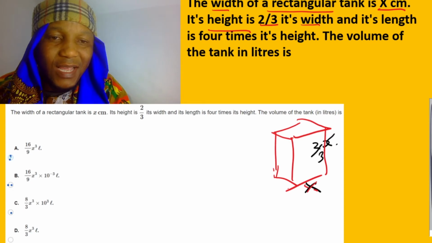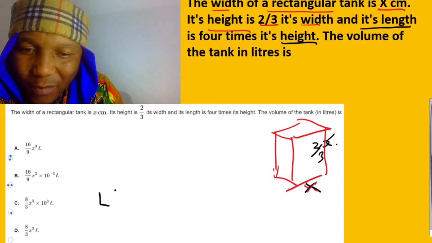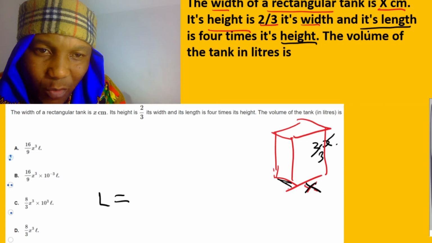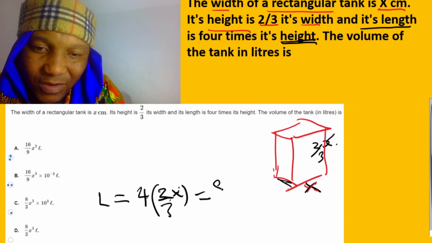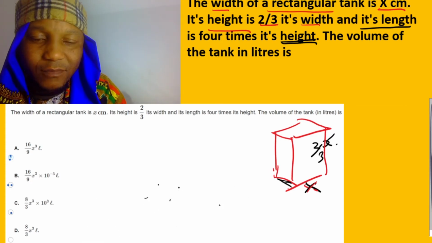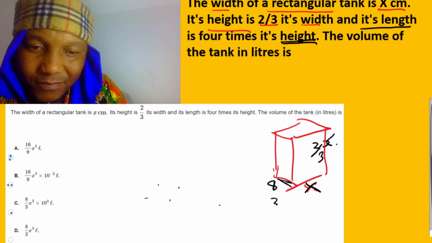But look here, how do they say? Now they say the length is 4 times its height. So the length is going to be this length here. It's going to be 4 times the height. What is our height? Our height is equal to 2 over 3x, and this is going to give us 4 times that, which is 8 over 3x. So for that case now, our length is equal to 8 over 3x.